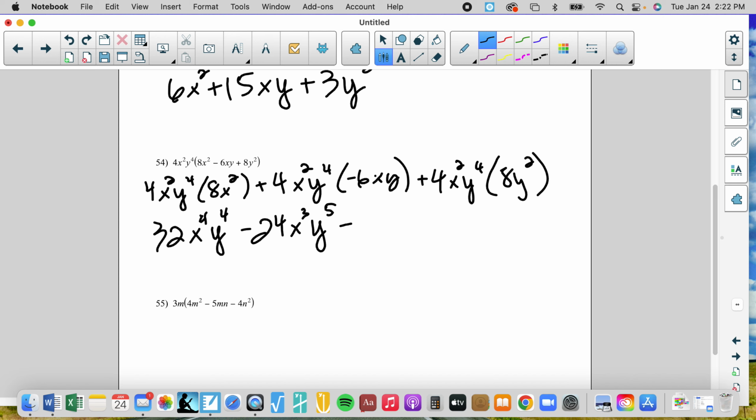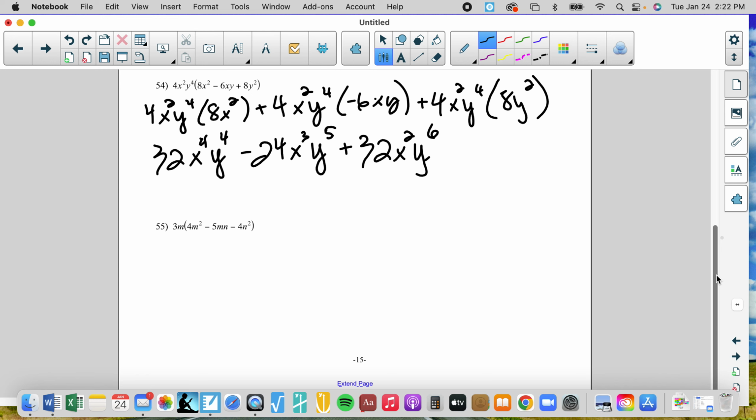4 times 8 is 32. X to the second doesn't have a pair. Y to the fourth times y to the second is y to the sixth. In standard form, x to the fourth, x to the third, x to the second. My y values and their exponents don't come into play when ordering. They're important, they're part of the term, but we're talking about the order.